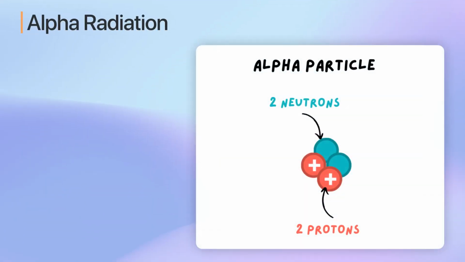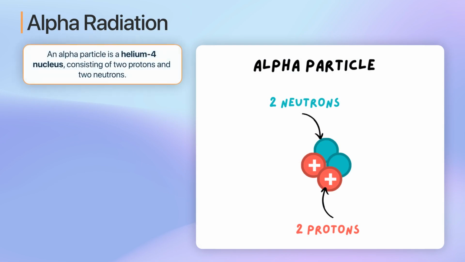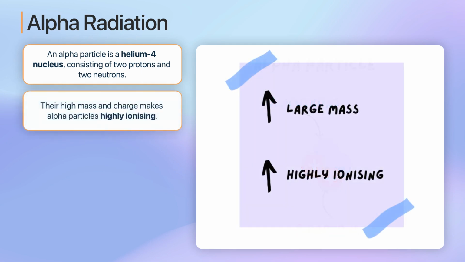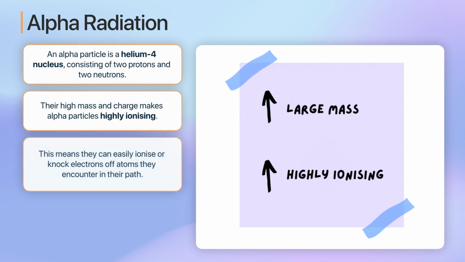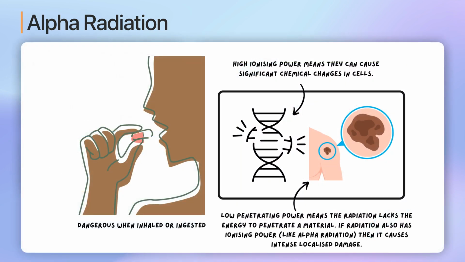Firstly, let's consider alpha radiation. To recap, an alpha particle is a helium-4 nucleus consisting of 2 protons and 2 neutrons. This gives it a relatively large mass compared to beta particles or gamma rays. We have learned that their high mass and charge makes alpha particles highly ionizing, meaning they can easily ionize or knock electrons off atoms they encounter in their path. This makes them particularly dangerous inside the body.